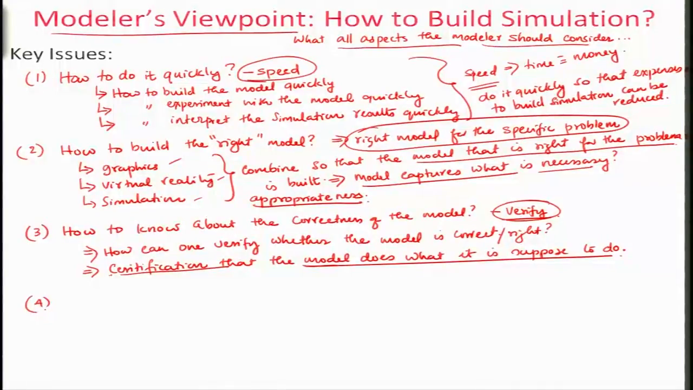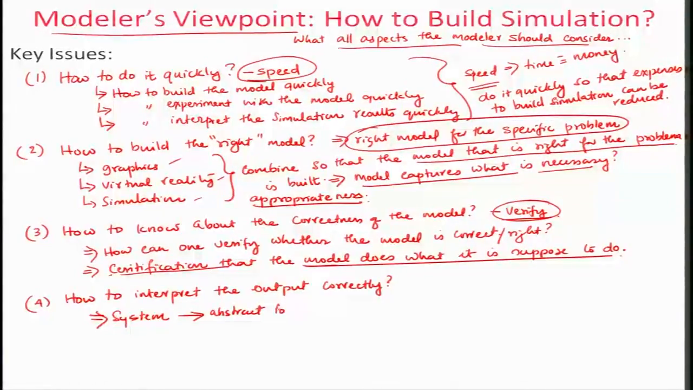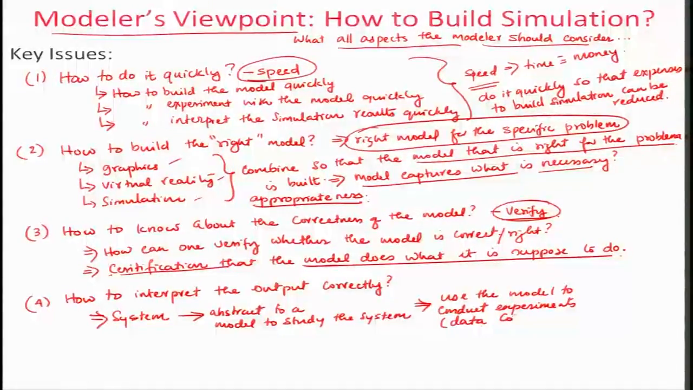Now, the fourth consideration is how to interpret the output correctly. Here you have a system, then you abstract to a model to study the system. You use the model to conduct experiments. This implies data collection, and from there you interpret the data or results.